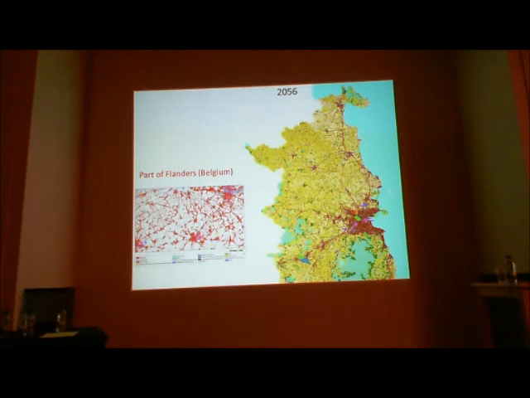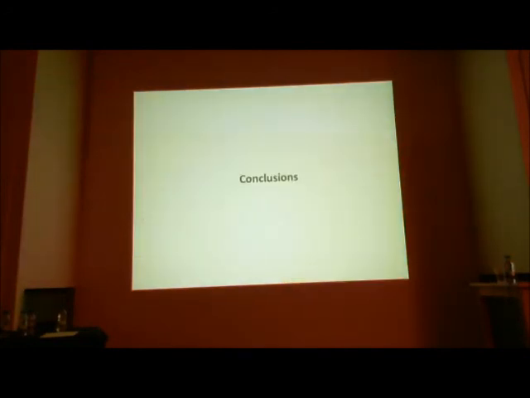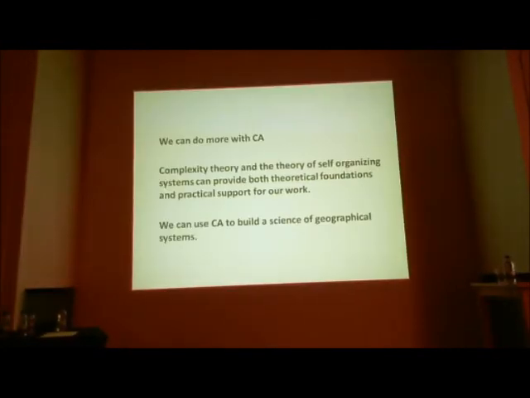So, conclusions, they're sort of the obvious things. I think we can do more with CA than we're doing right now, especially in bringing more theory into it or building new theory with it. And I think complexity theory can provide much useful guidance, especially when it comes to things like calibration and validation. So, to go back to the title, we can use these sorts of CA to build new theory. And I think it's a lot of fun, so I'll keep doing it.